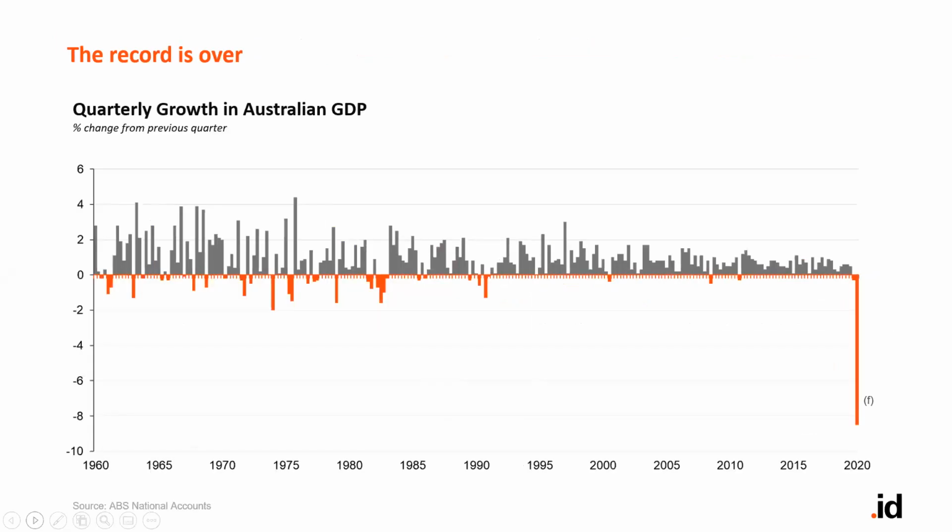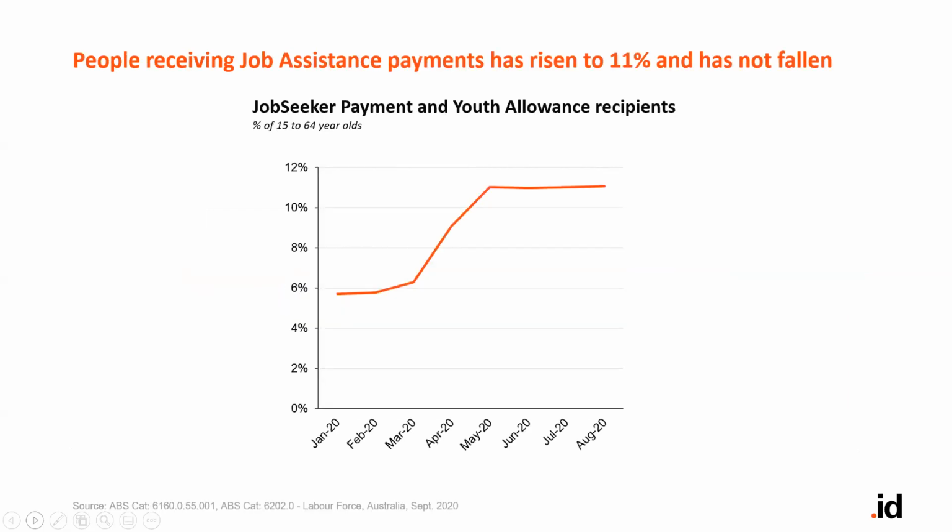And the record is over in Australia. Our quarterly growth in Australian GDP is down by over 8%. And you can see there, the last time we had some major difficulties was really around the 1970s, 1980s. In the 1970s, we had the oil price shocks in Australia, but certainly we are in a much more significantly difficult situation than we were in back then.